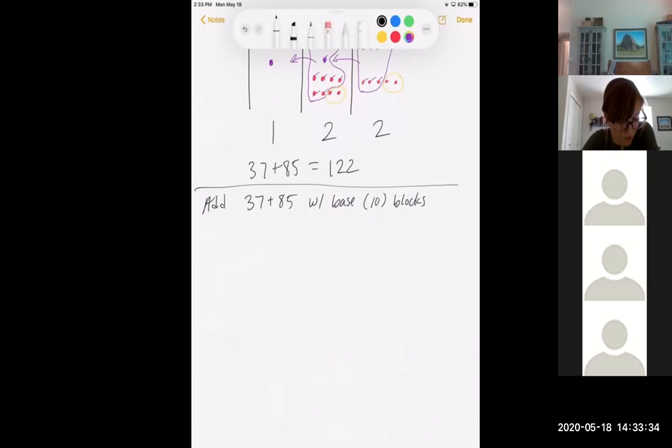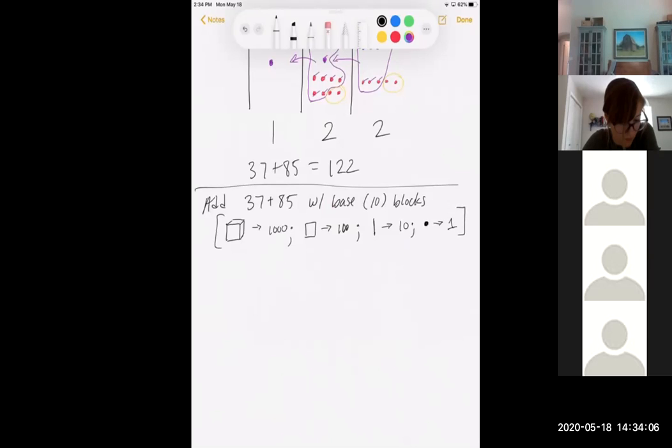Remember the base blocks we have, I'm going to show you my key again. I think it's pretty handy. That's equal to 1,000. The flat is equal to 100. The stick or rod corresponds with 10. And then the dot corresponds with 1. So that's what I'll use for my model here.